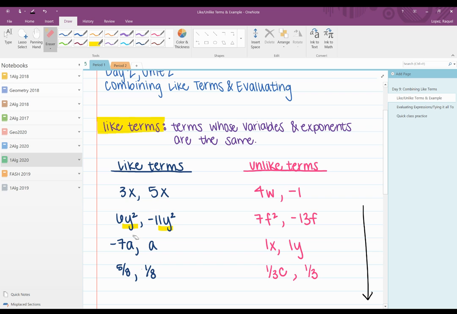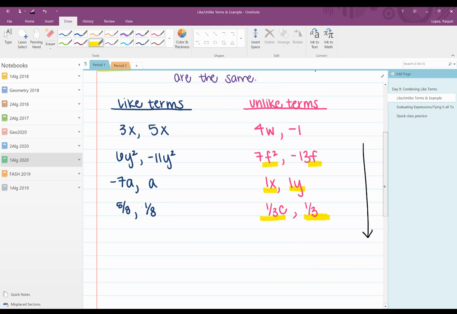So if we look on the right in pink, we've got some examples of unlike terms, things that are not like terms. 4w and -1 are unlike terms because the -1 has no w. 7f squared and -13f are not like terms because this f has a squared and this one doesn't. 1x and 1y are not like terms because they have different variables attached to the number. And then I've got 1/3 c and 1/3. Again, those aren't like terms because the second 1/3 does not have a c.